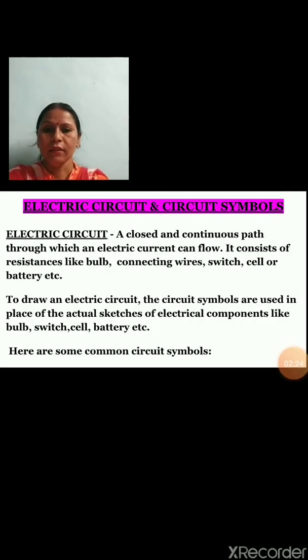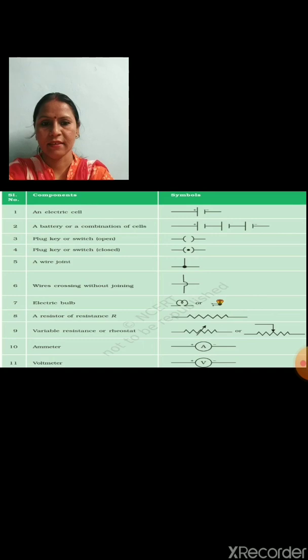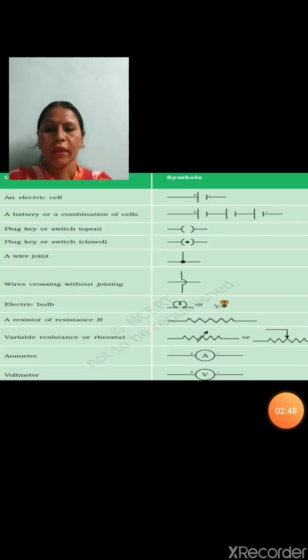And children, to draw an electric circuit, we do not use the actual pictures or sketches of electric wire, bulb, cell, battery, switches, etc. We use their symbols. The symbols are known as circuit symbols. Now I am showing you some circuit symbols. Here you can see some circuit symbols.